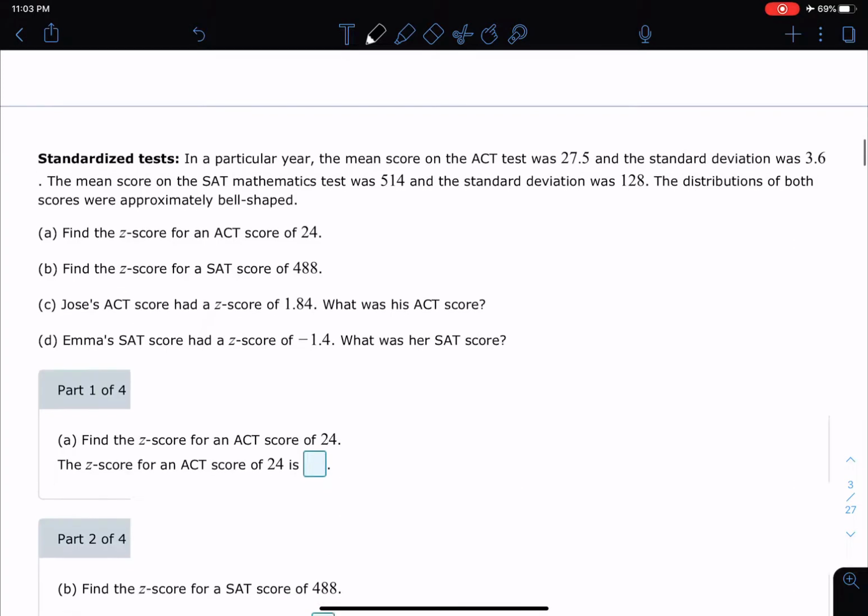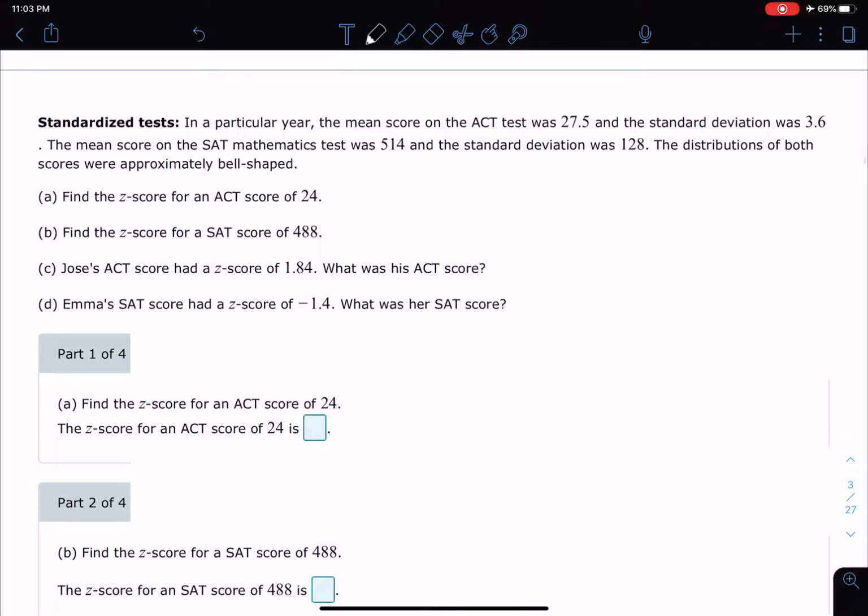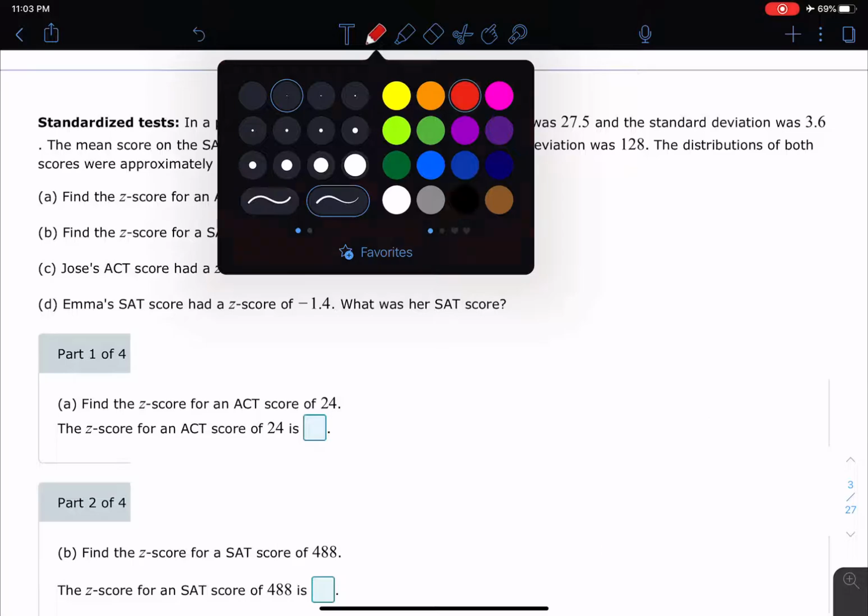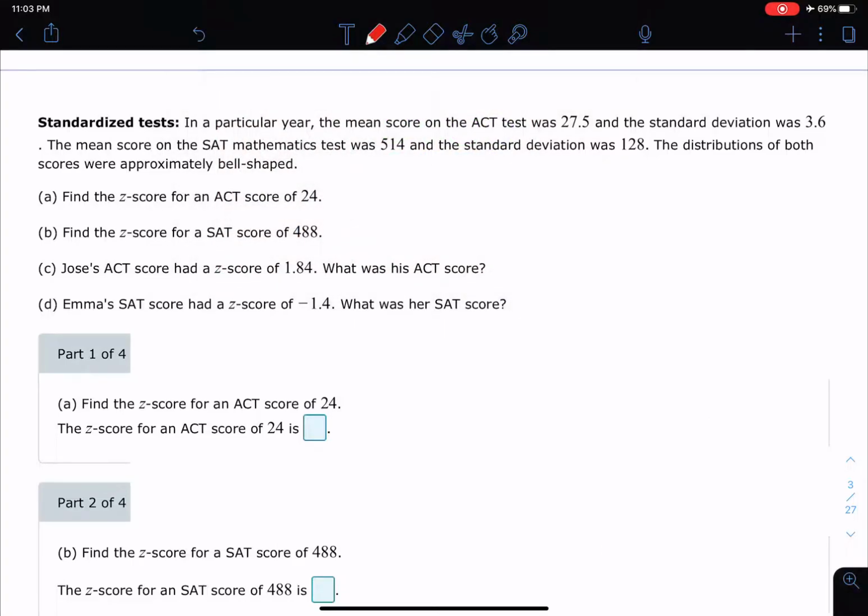Standardized tests. Okay, everybody's favorite, right? SAT, ACT. So in the first one, it says, please find the z-score. So they got a bunch of information. Let's try to organize ourselves here. Anyhow, they're giving us two different means and stuff like that. So let's get organized. It says a particular year, the mean score on an ACT test.